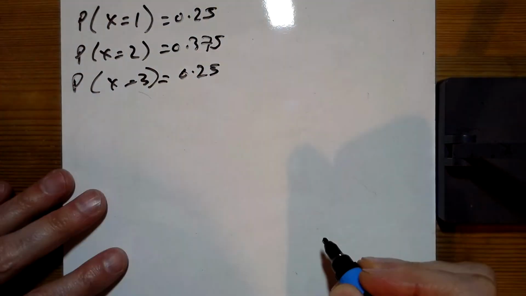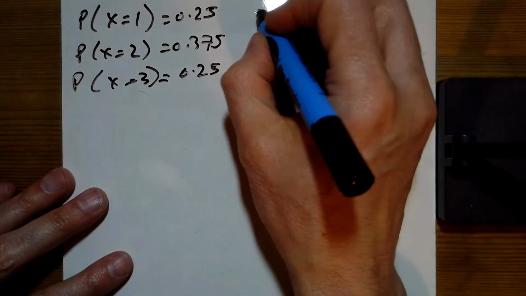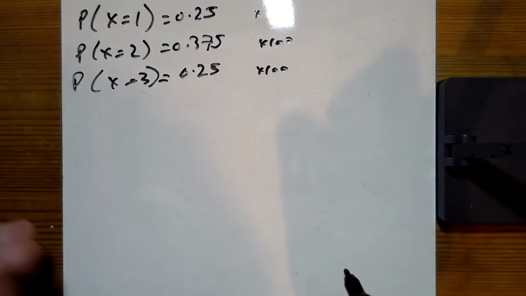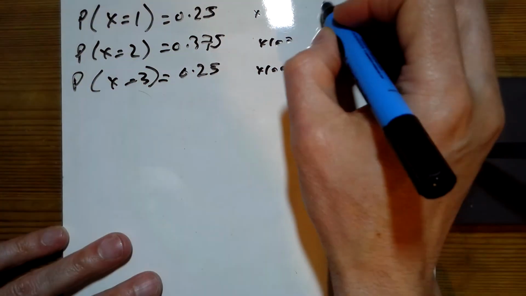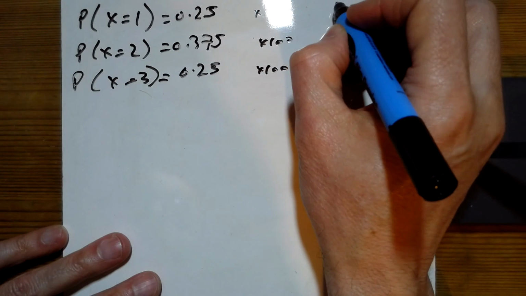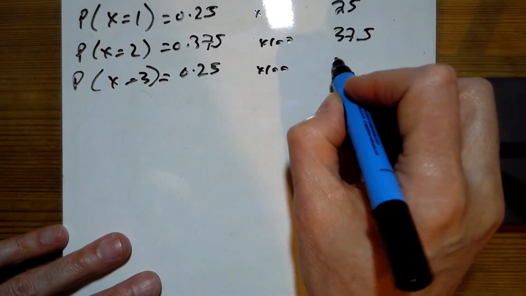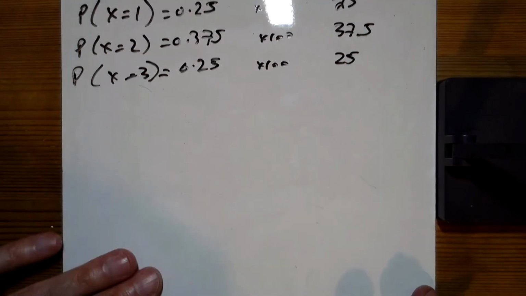Now they're the probabilities, but to find out the expected numbers, we need to times each of these by 100. Why times by 100? Well, because they do it 100 times. And so the expected number for this one here is 25. Here we've got 37.5, and here we've got 25 again there.